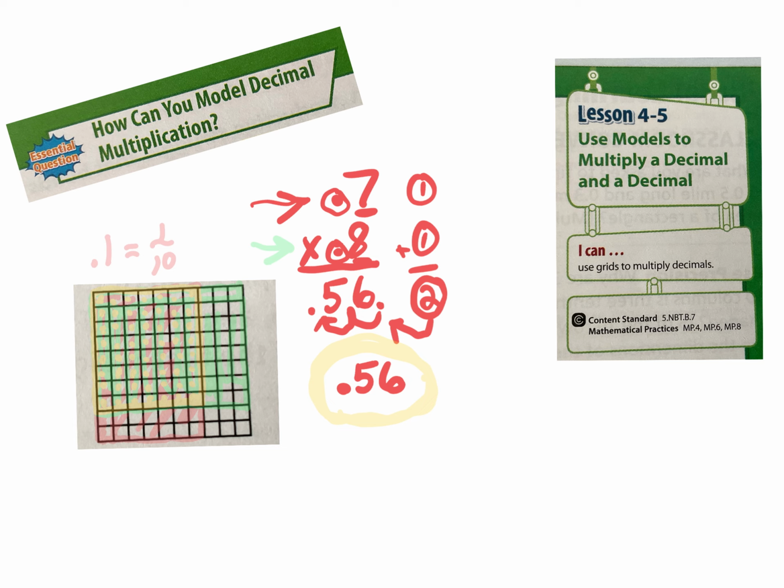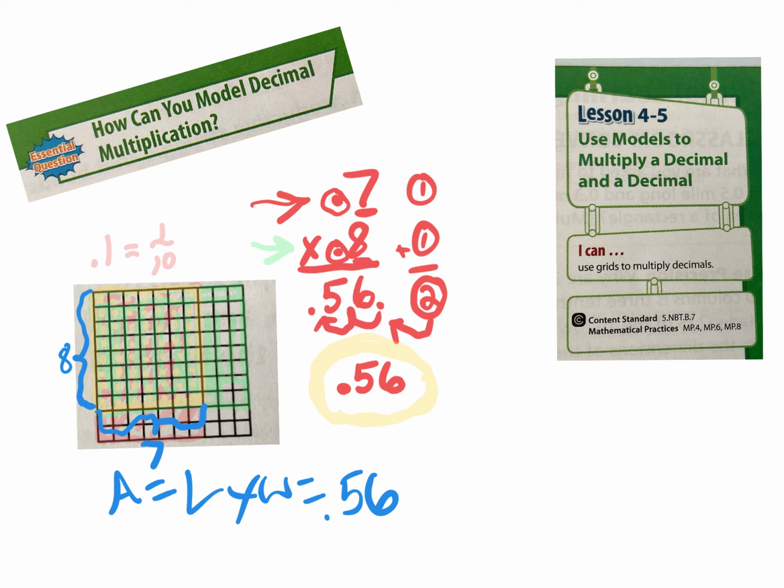But I think the easier way to do it is just to use our area formula, which is length times width, right? So over here we got the 8, over here we got the 7. That gives us 56, because 8 times 7 is 56, but remember it is hundredths squares. So we need the decimal point there. All right, let's try another one.